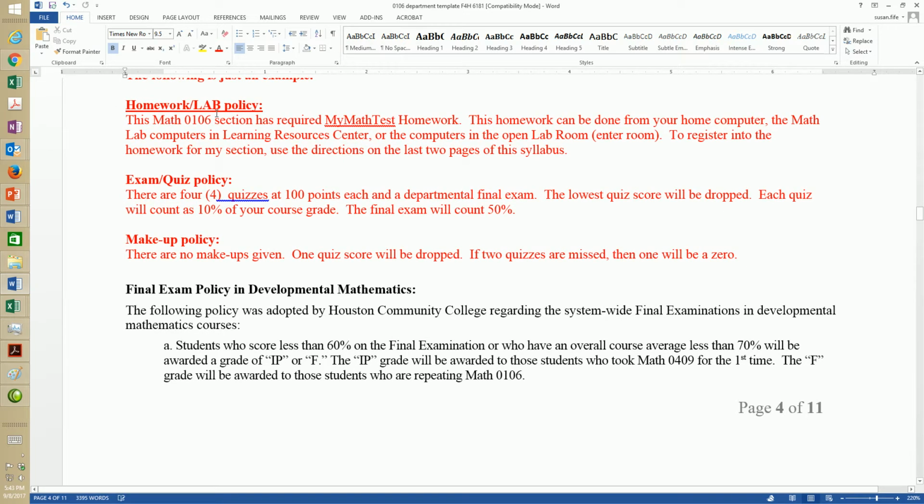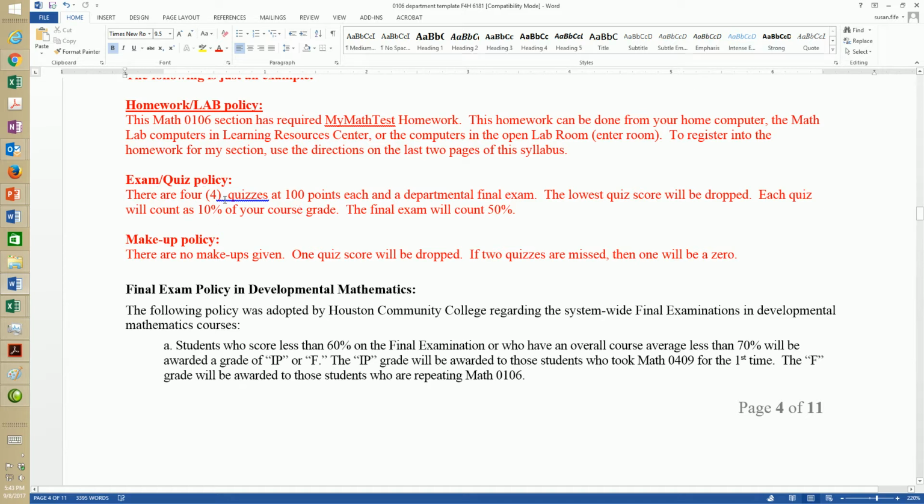On the homework policy, Math 106 has required My Math Test homework. The homework can be done from the home computer, the Math Lab computers in the open lab. Make sure you let your students know where those labs are or where you have computers on campus. And the directions for registration are given on the last 2 pages of the syllabus.